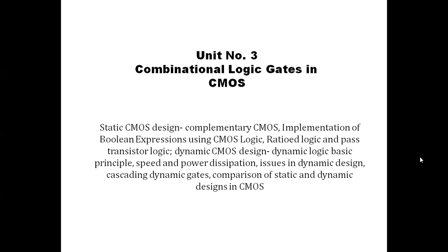What are the different points that we are going to cover under this? Static CMOS design, complementary CMOS, then implementation of Boolean expression using CMOS logic, then ratioed logic, then pass transistor logic, then dynamic CMOS design. In that, the basic principle of dynamic logic, then speed and power dissipation, different issues or problems associated with dynamic design, then cascading dynamic gates, and comparison of static and dynamic design in CMOS. So these many points we are going to cover under this unit.